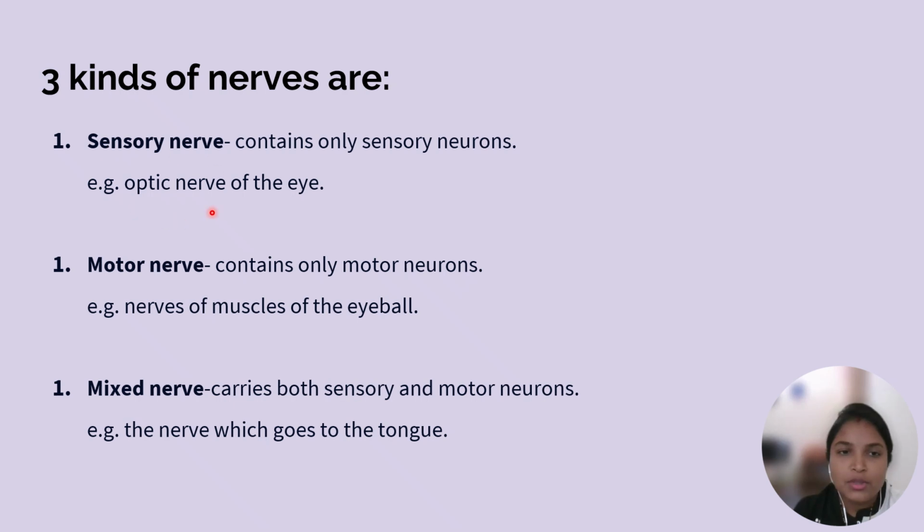When we talk about an example of the sensory nerve, we have the optic nerve of the eye. The eye is the sensory organ here, and the optic nerve arises from the eye and goes to the brain. A motor nerve contains only motor neurons, like the nerves of the muscle, here the muscle of the eyeball. A mixed nerve is one that goes to your tongue.